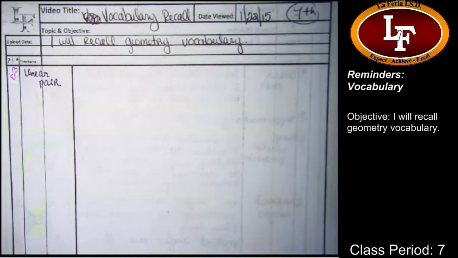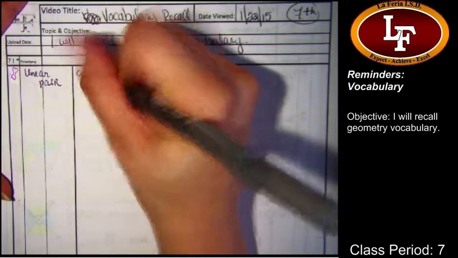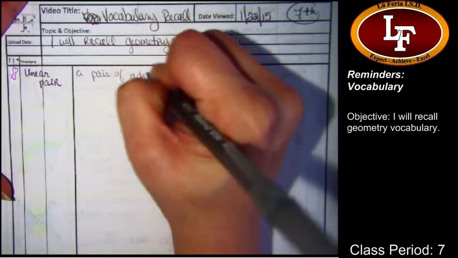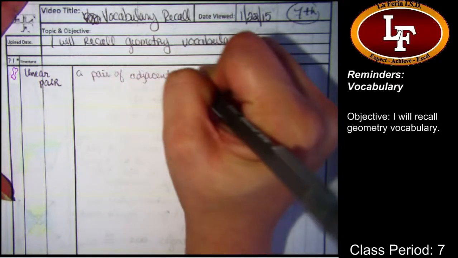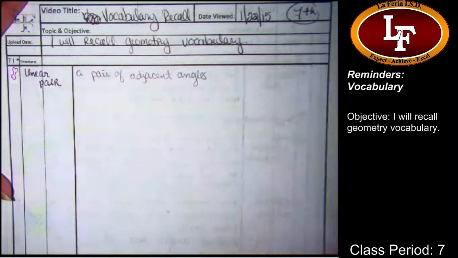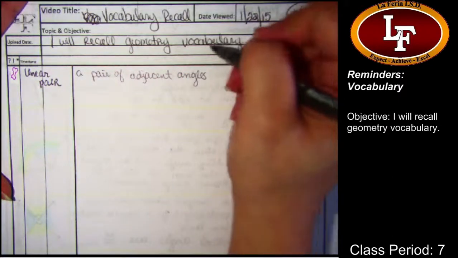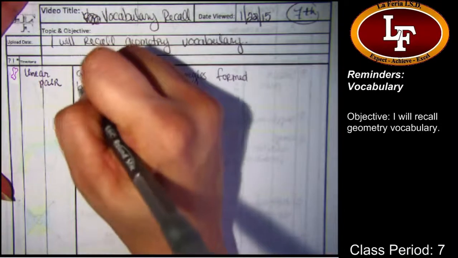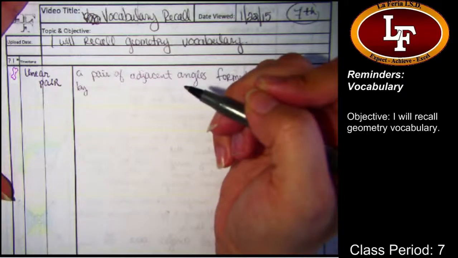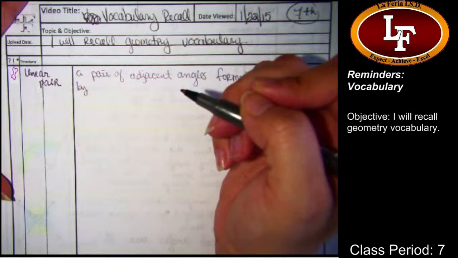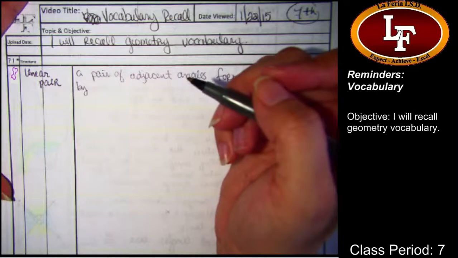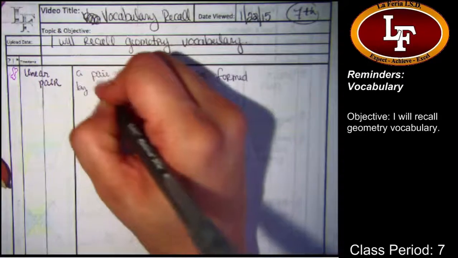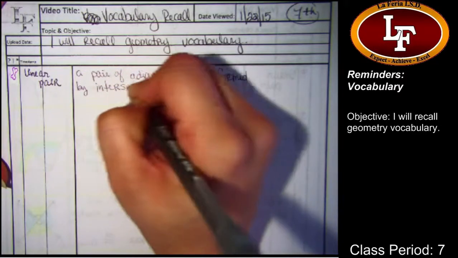A pair of adjacent angles formed by intersecting lines. Now I know how you guys feel when I talk too fast. A pair of adjacent angles formed by intersecting lines. Isn't it when 2 lines intersect? I like the intersecting lines. By intersecting lines. Yeah, that's what it said. Okay.